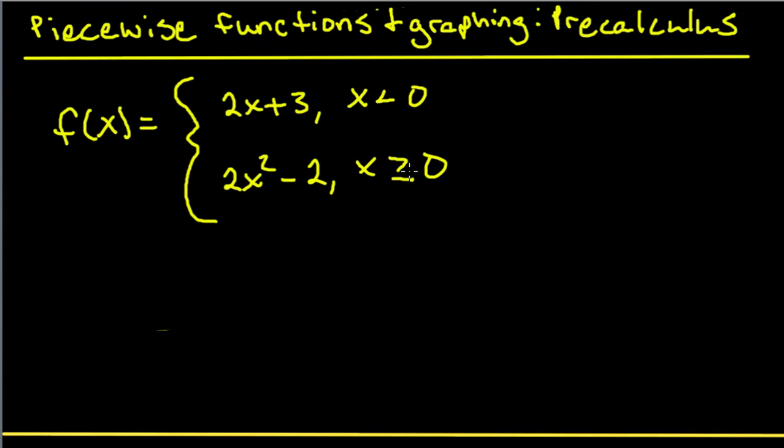So these are two functions. You're going to get different results based on where you are on the x-axis. So if we're below 0, we're going to be using this function right here. And if we're at 0 or greater than 0, we'll be using this function. So let's see what this would look like on a graph.